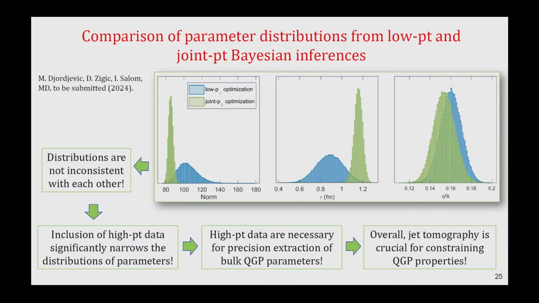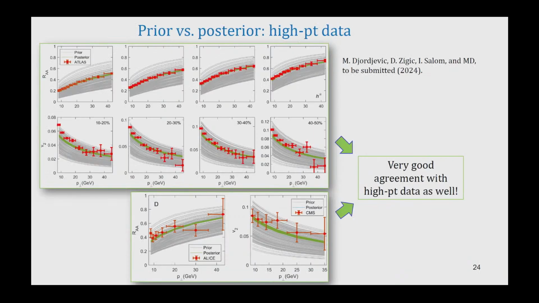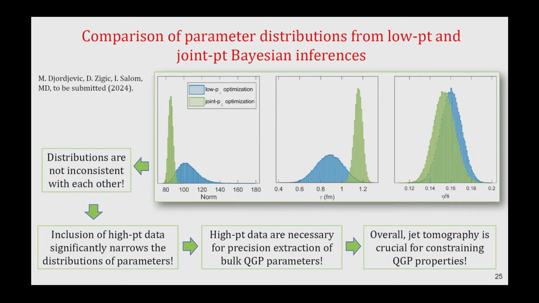And now if we compare these distributions, these blue ones are the ones which are obtained only with low PT optimization, and these green ones are obtained with both low and high PT optimizations. We see that these 2 distributions are not inconsistent with each other, which is good. But on the other hand, inclusion of high PT data significantly narrows the distribution of parameters. Consequently, we see that high PT data can further constrain the bulk QGP parameters, and it is necessary for precision extraction of QGP parameters, and overall, jet tomography is crucial for such a purpose.